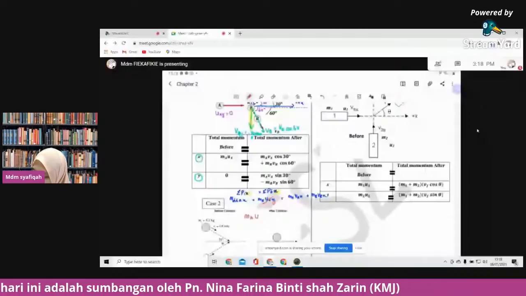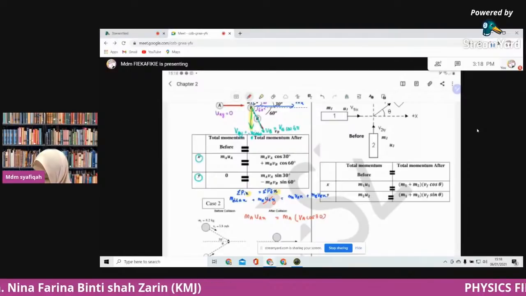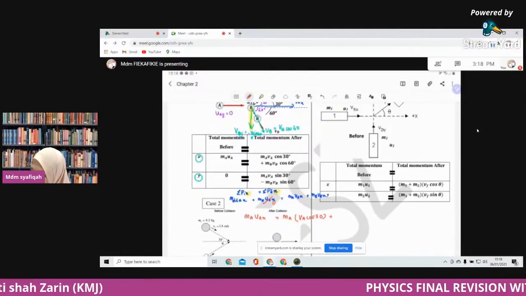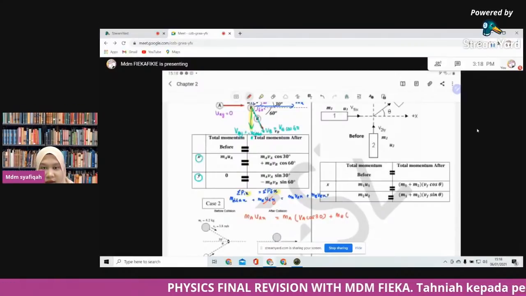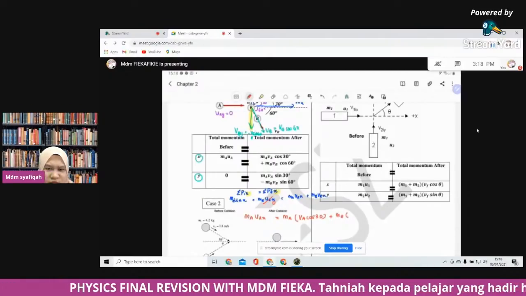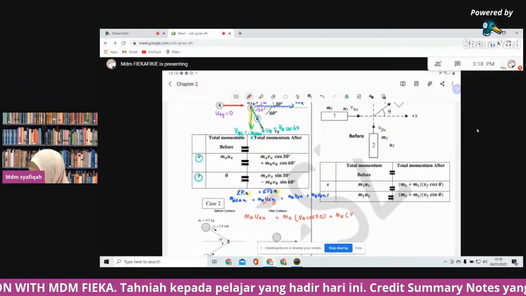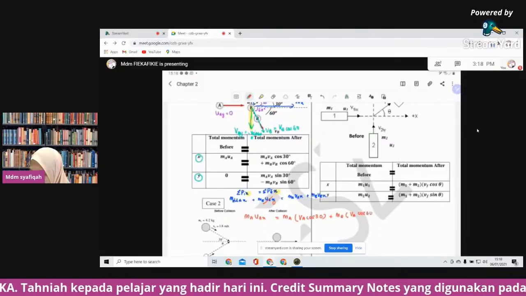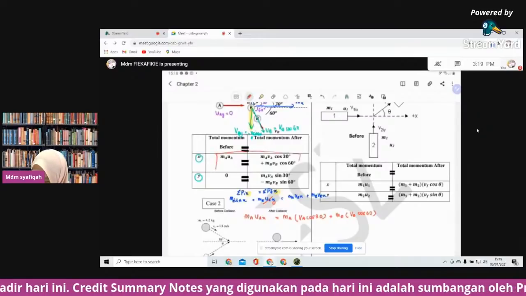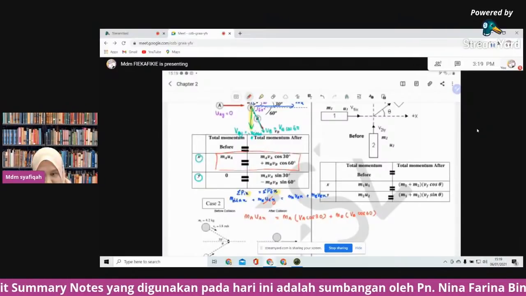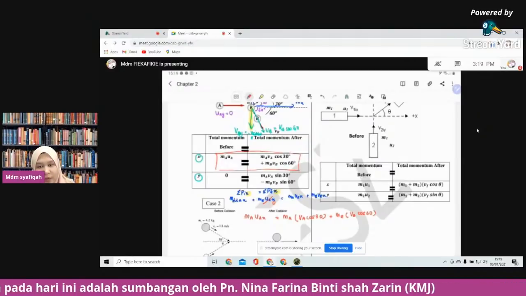So VAX kita tadi apa dia? Dia adalah VA cos 30 plus MB VBX. VBX kita, ingat balik, positif ke negatif? So kita check balik, dia adalah positif. VB cos 60. Boleh? So dapatlah ini, yang untuk X saja. So you boleh masukkan nilai ikut pada soalan yang diberi.